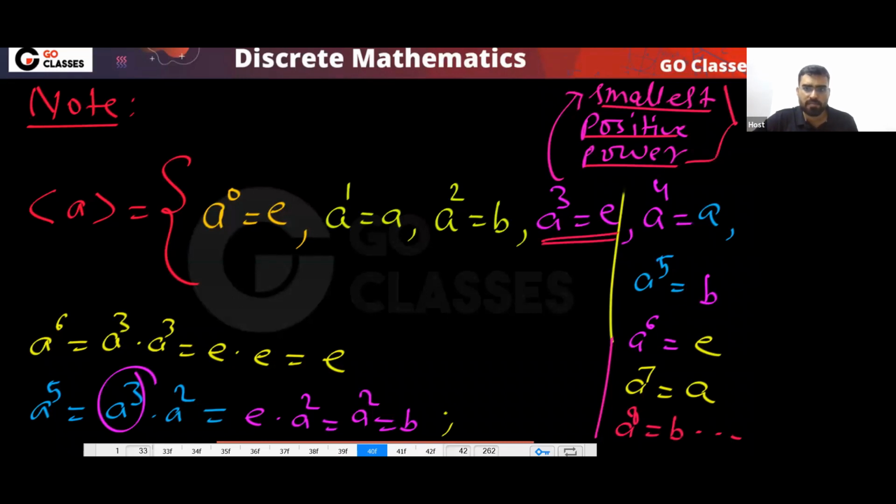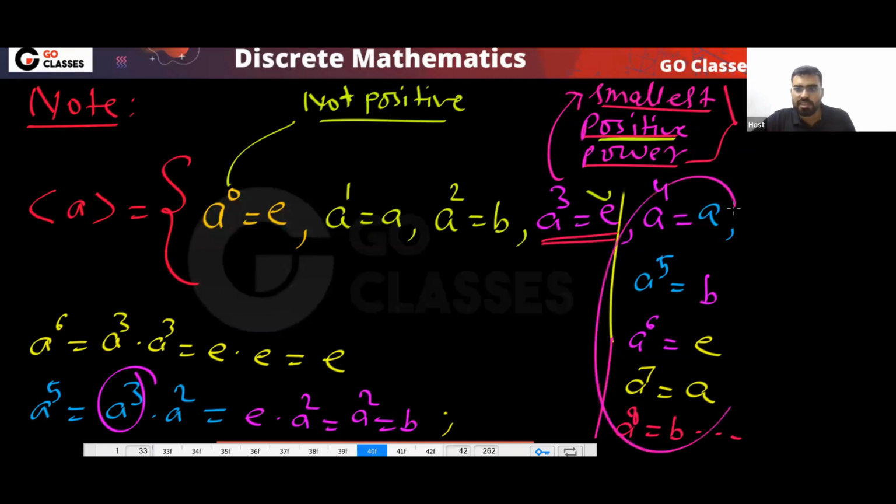Agree? Very simple observation. Once you get the smallest positive power such that you get the identity element, remember this is not positive. 0 is not positive. 0 is neither positive nor negative. Once you get this, then further you cannot get anything. Agree? Further you cannot get anything.